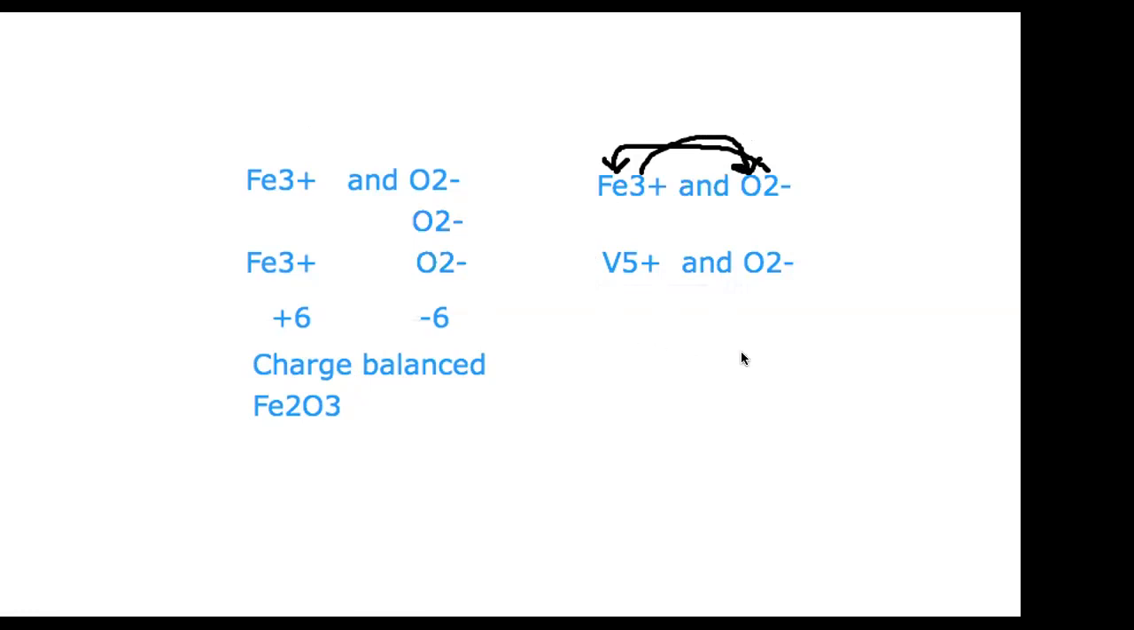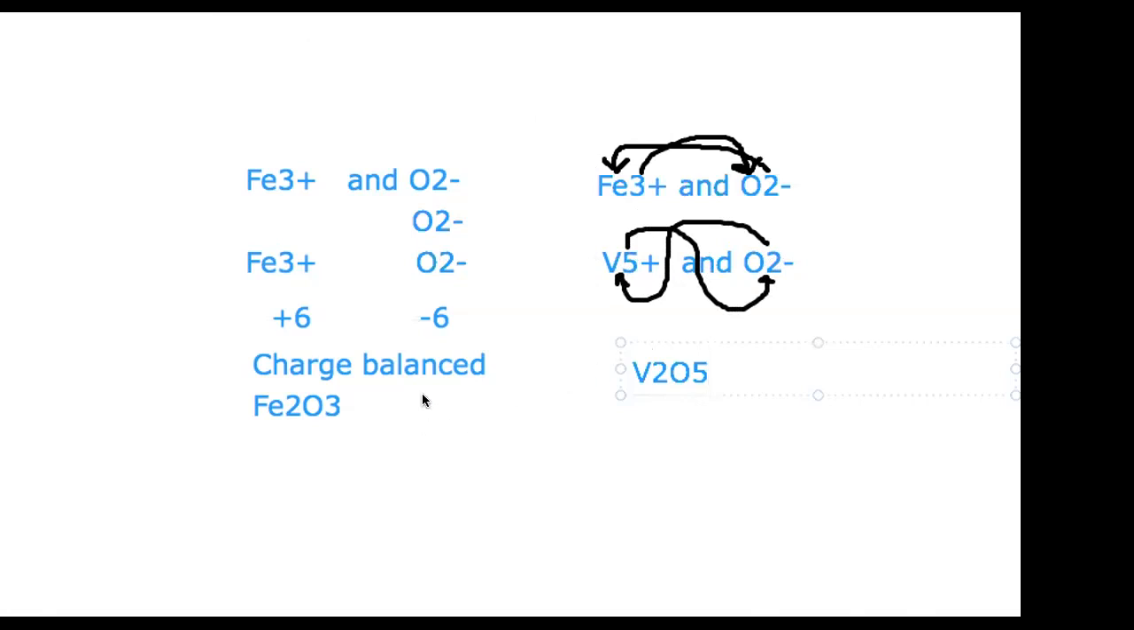What do you think? I guess it would be V2 and O5. Exactly. So we're going to take the 2 from the charge of the oxygen. That's going to become the subscript here with the vanadium, the 5 from the vanadium, and that's going to be the subscript for the oxygen. And we're going to end up with V2O5. So that works really well if we have an odd number and an even number.